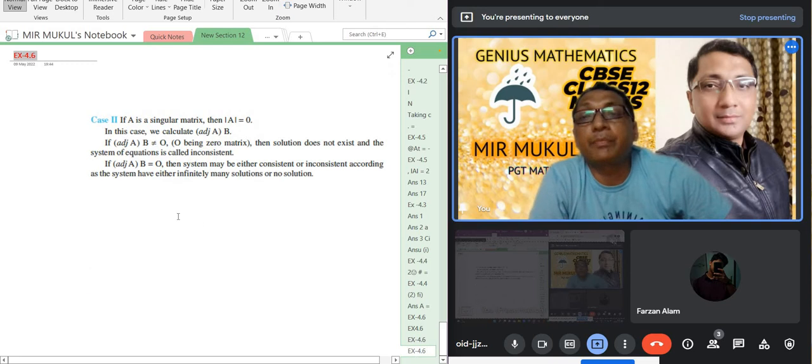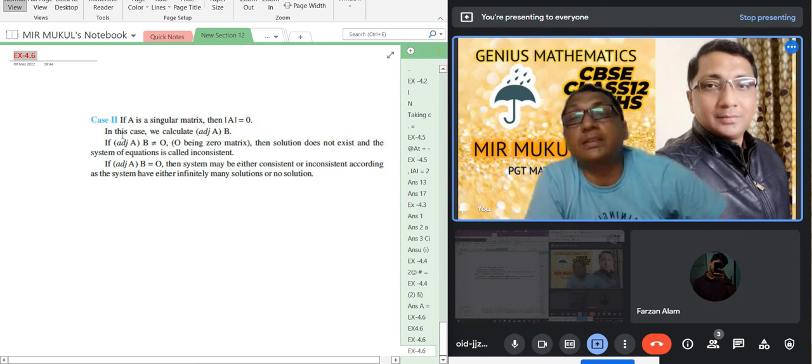But case 2, if A is a singular matrix, then determinant of A will be 0. That means A inverse will not exist. Here two cases will arise. In this case, we calculate adjoint of A into B. If adjoint of A into B is not equal to 0, then solution does not exist and the system of equations is called inconsistent.